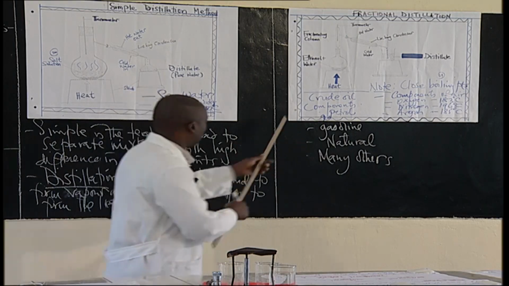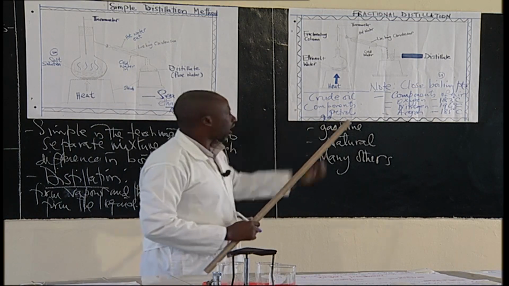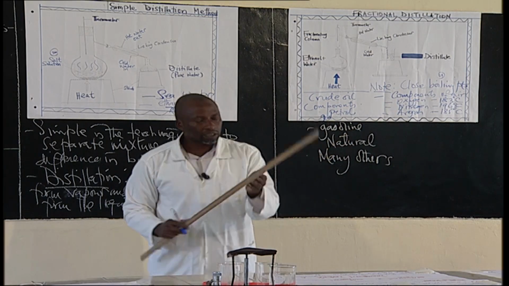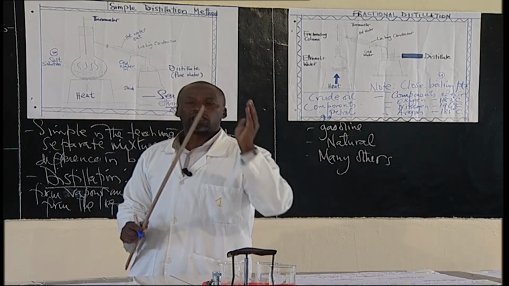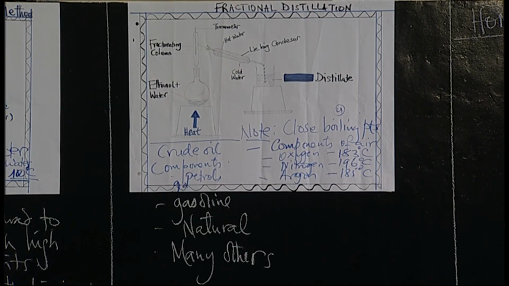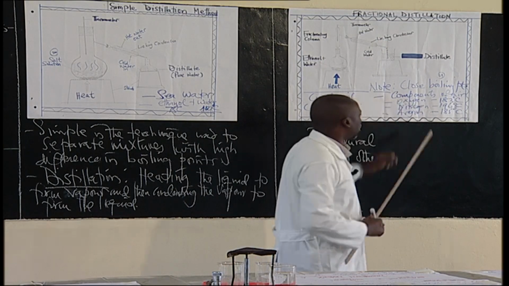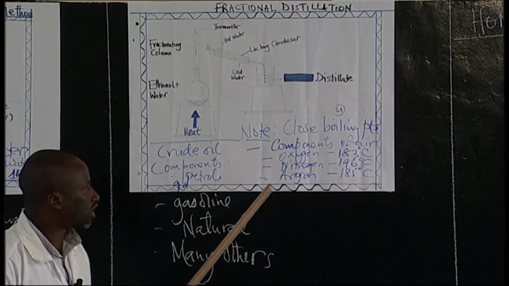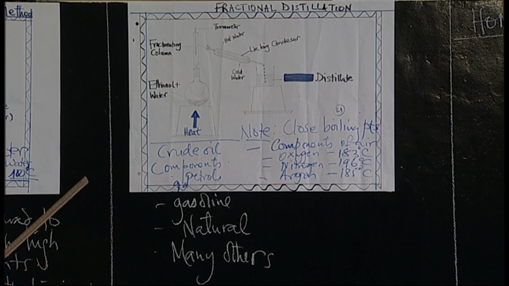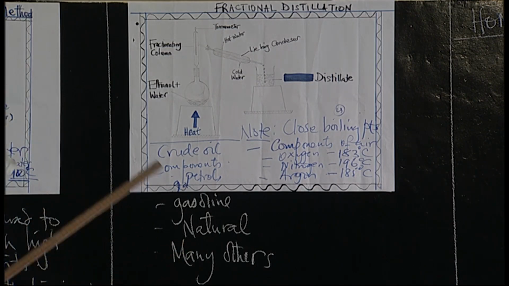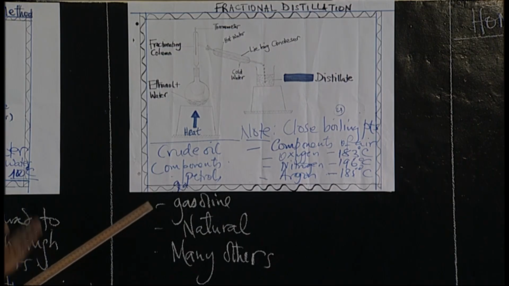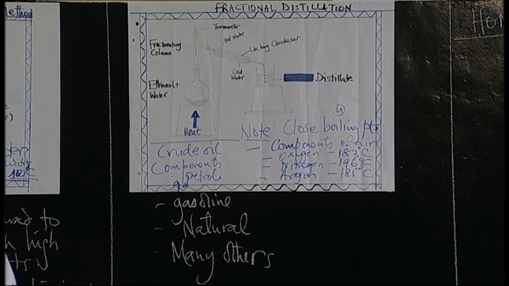So they can be separated by fractional distillation. What does it depend on? It depends on the boiling point of the substances. But those boiling points must be close together. We have given an example of the components of air, where we have oxygen, nitrogen, and argon with very close boiling points. So the fractionating column will separate them by putting them in fractions and then collected as a distillate.